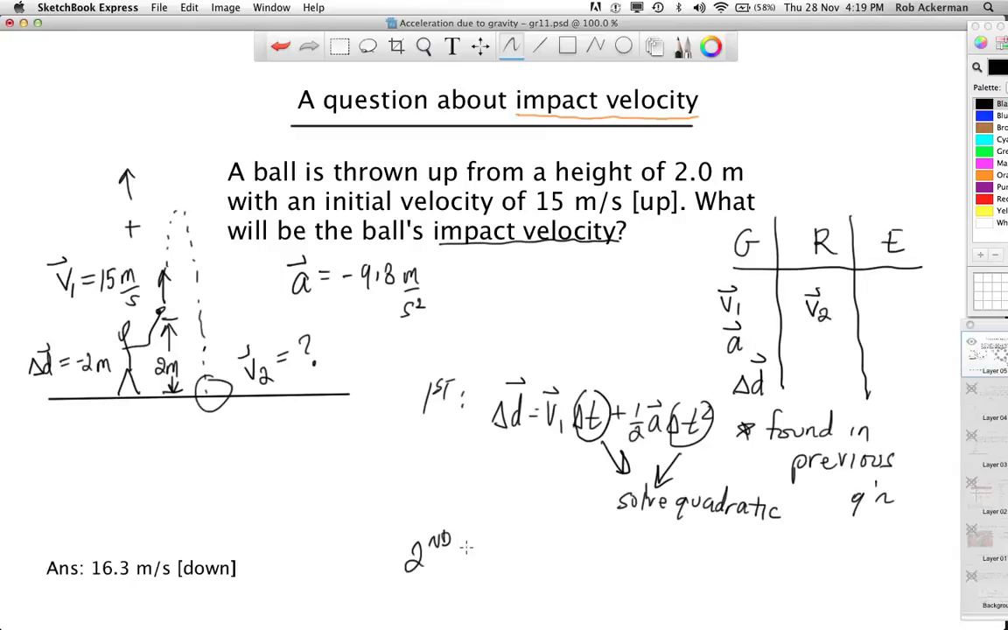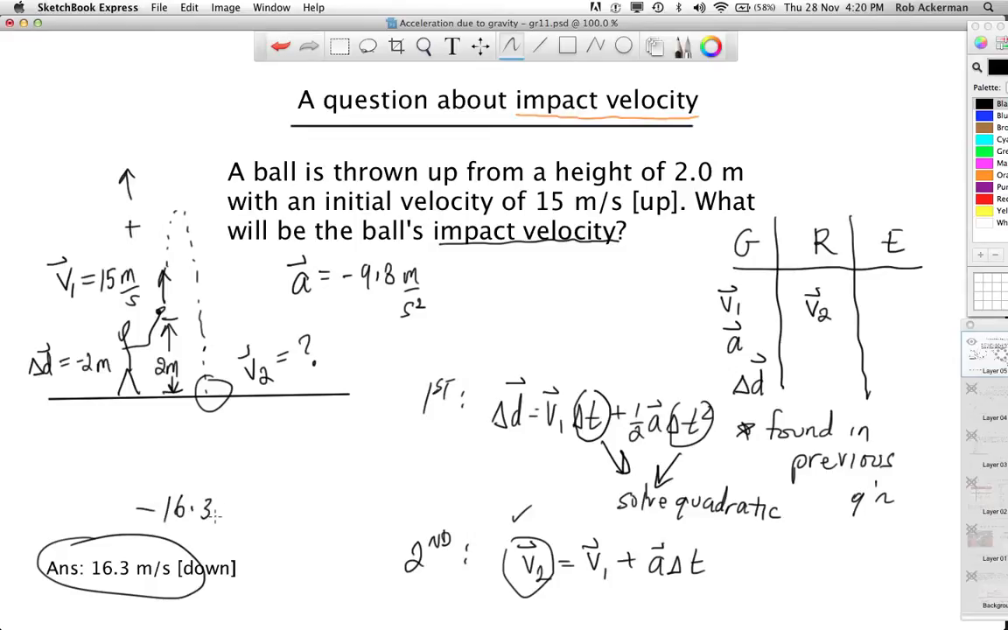The second step then will be to use V2 equals V1 plus A delta T. You're going to sub the time into here, and that'll get you V2, the impact velocity. And check that you do in fact get 16.3. Should be down. This is one way to check that you're doing things correctly. If the answer doesn't come out negative, you'll know you made a mistake, because this ball is definitely on its way down at impact.